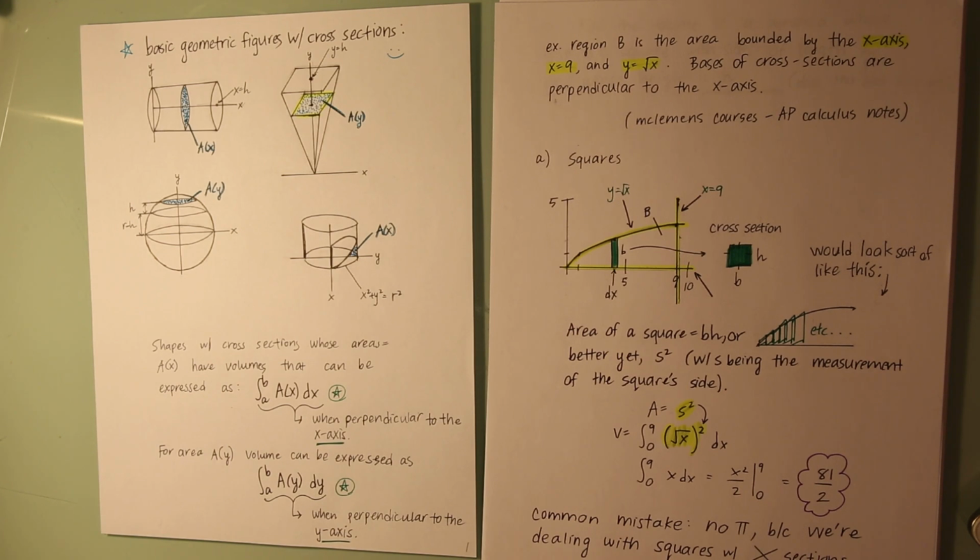A common mistake in this problem would be to include pi as part of the volume formula. Since we're dealing with squares, and because they're cross-section problems, the volume formulas don't include pi in them.